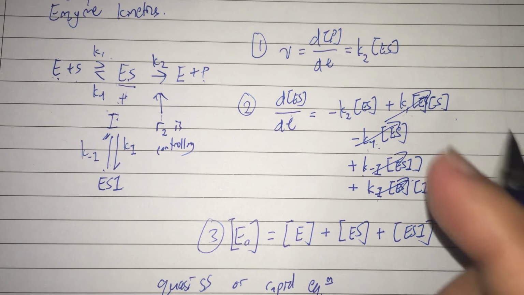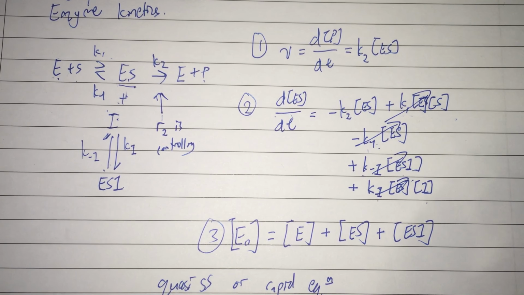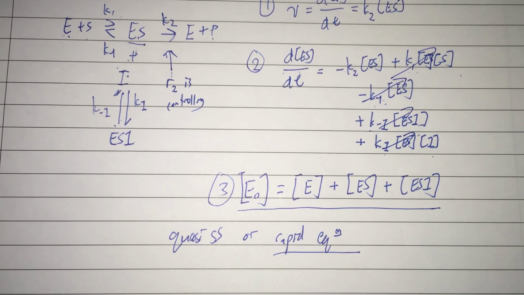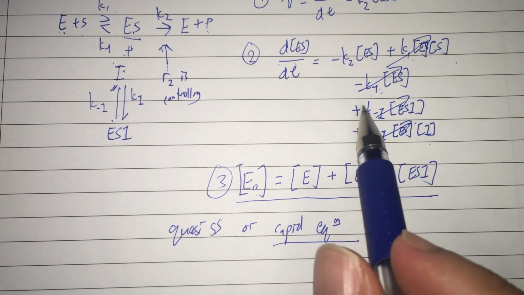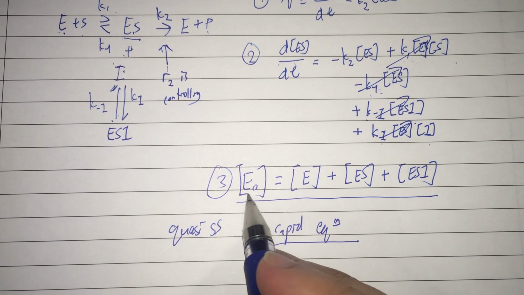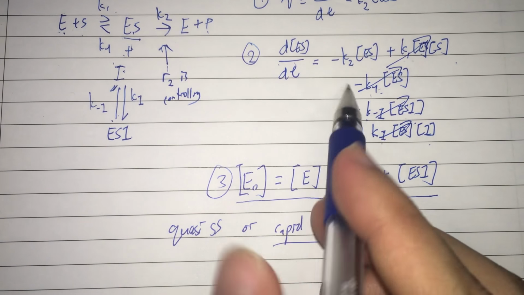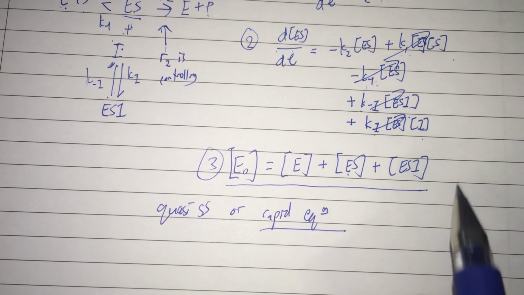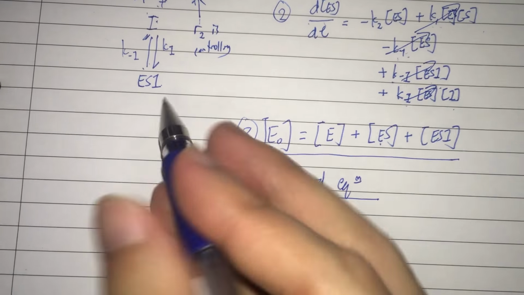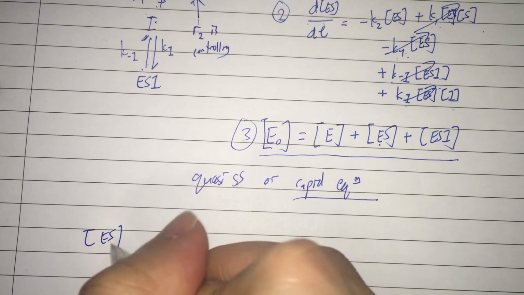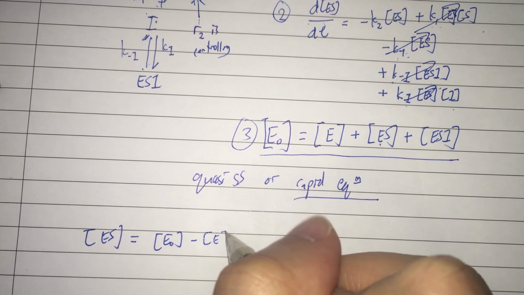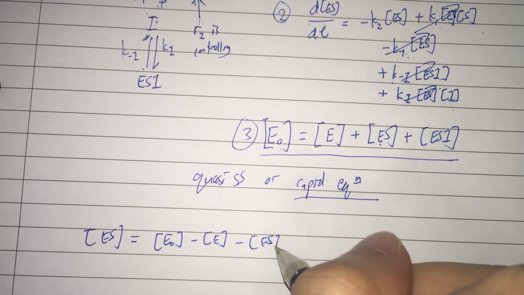Okay, so that leaves us with this and this, which may not be that helpful. So we have to look at this, because this equation is not going to help anymore. So this is a constant. This is what we want to substitute into this equation here. So let's rewrite equation 3. So equation 3 is ES equals E naught minus E minus ESI.